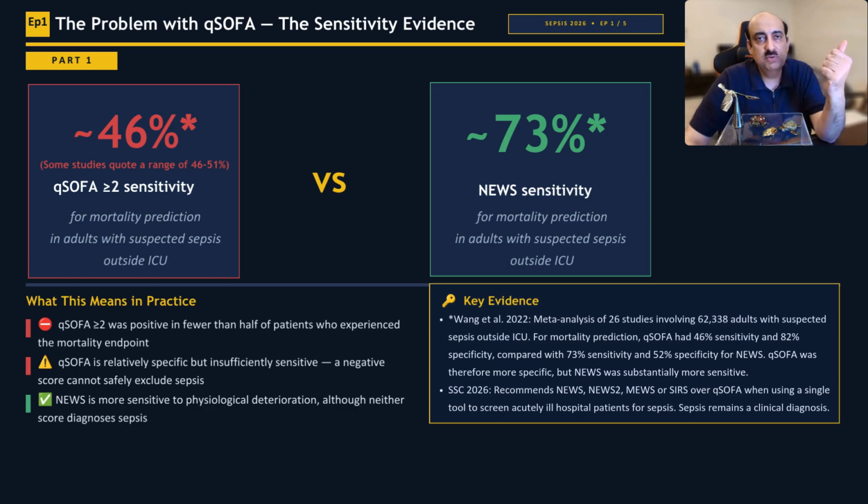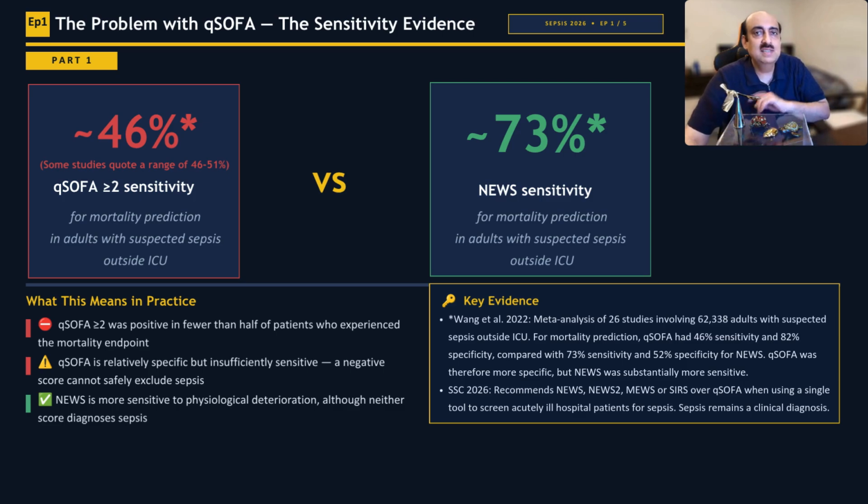So what basically is the problem with qSOFA as a screening tool for sepsis? First of all, this is a bit confusing. So just pay attention in this slide and the subsequent two slides. And the 73% figure makes it a little bit more confusing, should I say, because it's similar in two separate studies. First of all, Wang et al. in 2022, a meta-analysis of 26 studies pooled involving nearly 62,000 patients with suspected sepsis outside ICU. So remember, as we discussed before, qSOFA is a tool to predict mortality in patients with sepsis outside of ICU. It's not a screening tool at all.